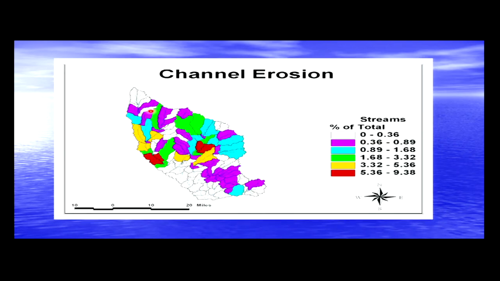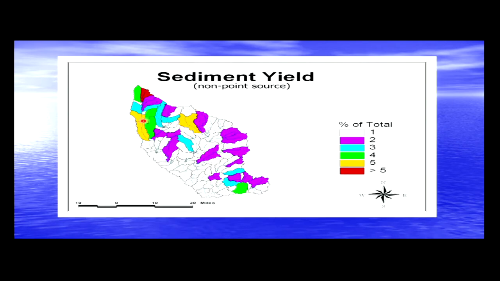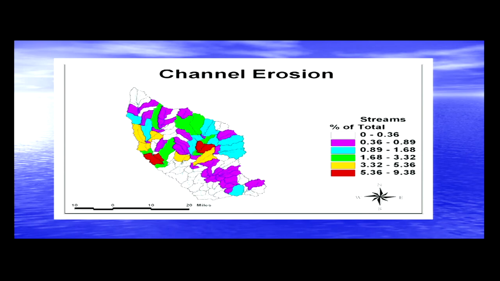And this is where the channel erosion is happening. The previous one is the landscape erosion, and this is the channel erosion.